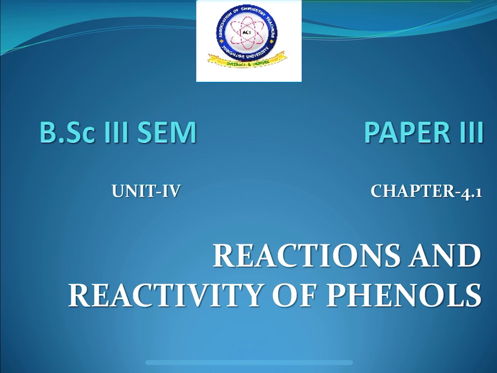So, you all know what phenols are. In organic chemistry, phenols are sometimes also called phenolics. These are a class of chemical compounds which consist of one or more hydroxyl groups, that is, OH bonds. These OH bonds are directly attached to an aromatic hydrocarbon group. Such compounds are called phenols or phenolics.